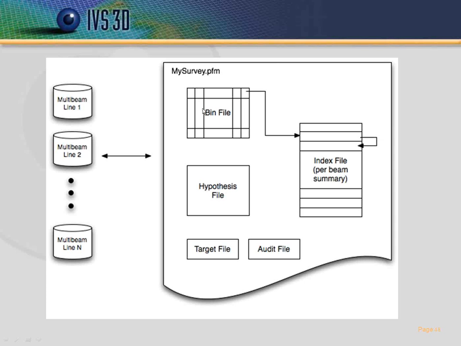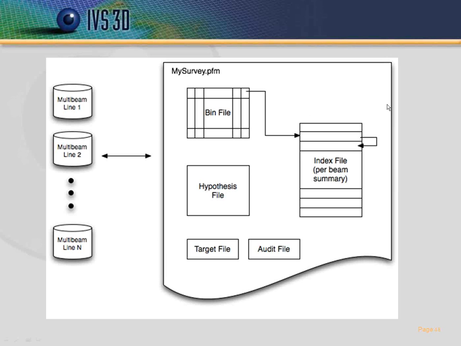The bin file is used to visualize your surfaces, your density fields, your slope, whatnot, of your data, and it's also used to spatially access the individual points. As the system builds the PFM, it reads out from, in this case, the sample here, all the multibeam data.